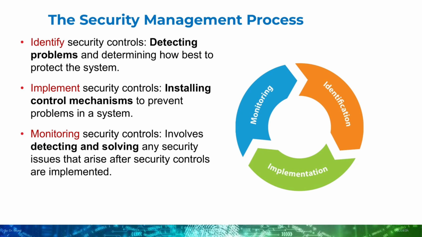Let's return to the continuous nature of security management. It involves 3 ongoing steps related to security controls. First, identify the controls. Second, implement them, like installing firewalls. Third, and most importantly, monitor them, constantly detecting and solving any security issues that arise. Security requires constant vigilance and adaptation.